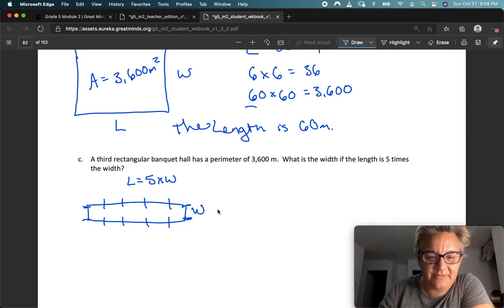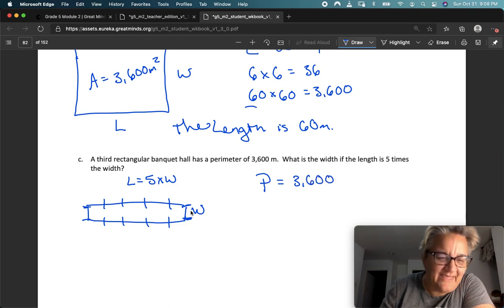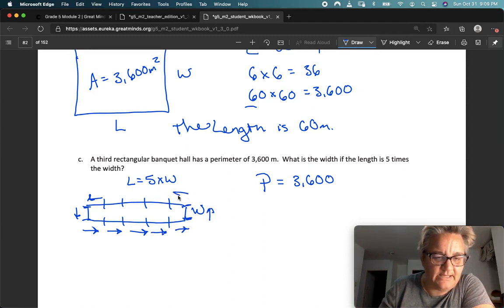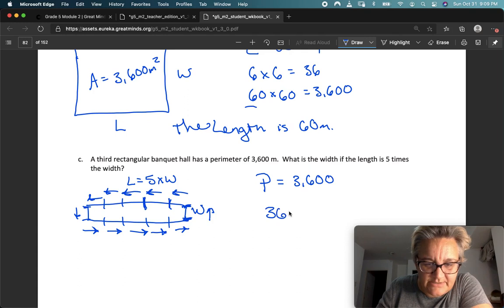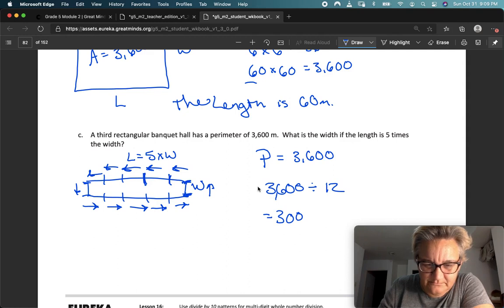But all we want to know is the perimeter. So the perimeter equals 3,600. And that goes all the way around. So we've got 1, 2, 3, 4, 5, 6, 7, 8, 9, 10, 11, 12 going around. So I want to know what each of these things is, right? Because the width is just 1. So 12 is what goes around. So 3,600 divided by 12 is going to give me the width. And 36 divided by 12 is 3, right? And then I bring down my zeros. So 300 must be the width.